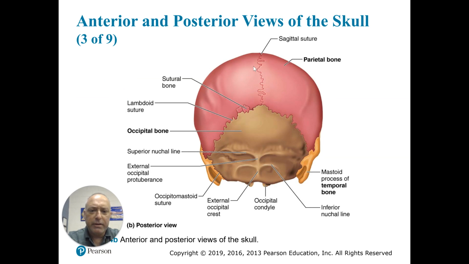Okay, another look. We've got our parietal bones that are combined with the sagittal suture. Parietal combines with the occipital bone via the lambdoid suture. And the occipital bone has an occipital condyle, a number of ridges and lines. Here's also the mastoid process of the temporal bone.